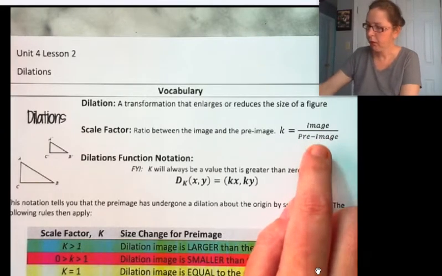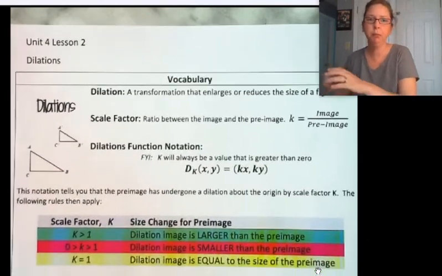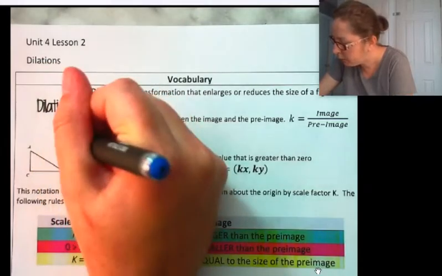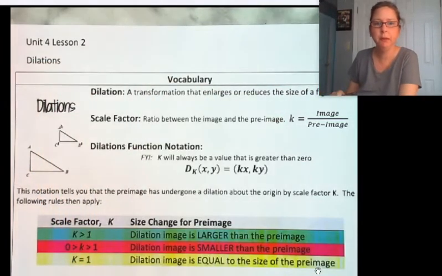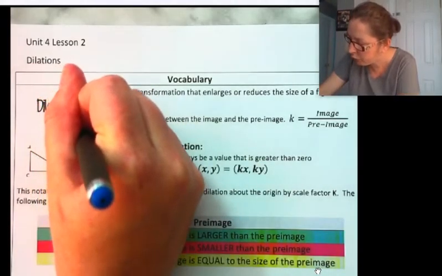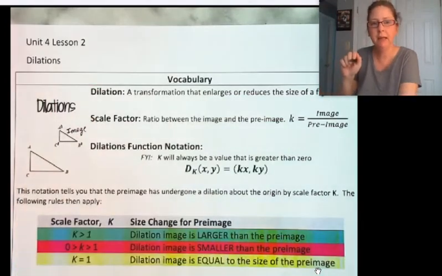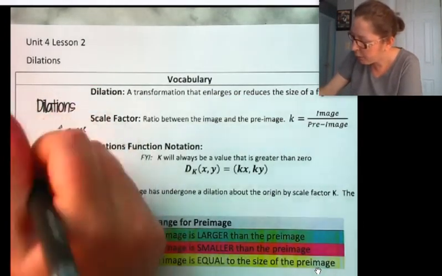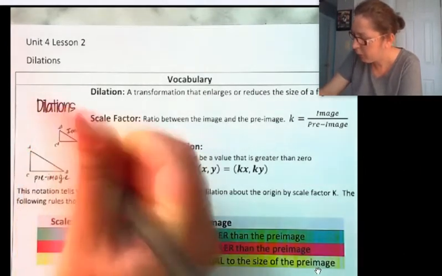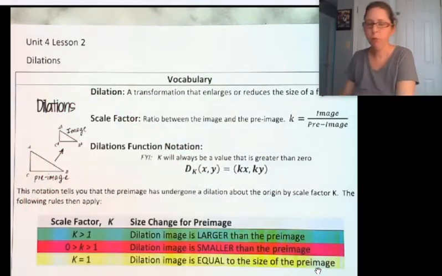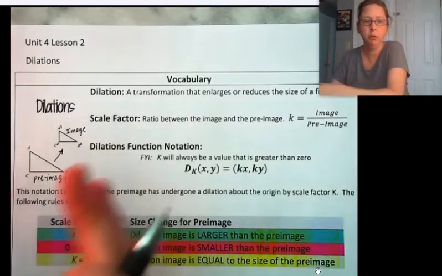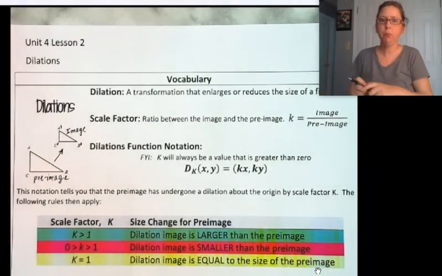Okay? So in this little picture example over here, it's a little hard to see, but there should be little dashes there. Okay? This is the image because it's got those little tallies. This is the pre-image. This was the original. Okay? So we went from our pre-image, which was a larger triangle, to our image, which was a smaller triangle. All right?